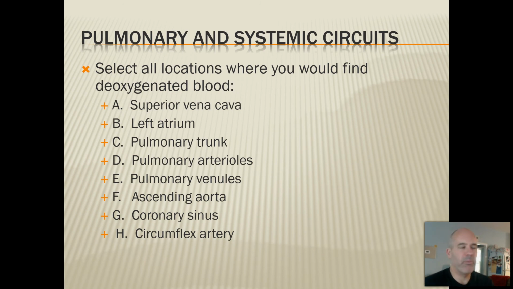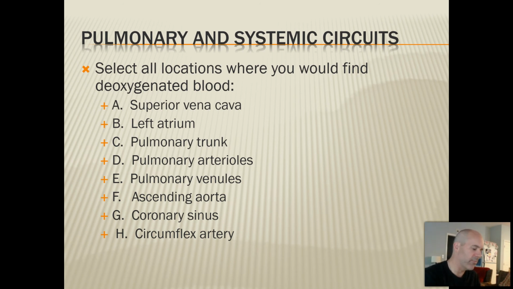Okay, getting into blood flow, pulmonary and systemic circuit. Select all locations where you would find deoxygenated blood. So this is a pretty good little critical thinking question here. Let's go down the list. Again, treat these like true-false questions. Superior vena cava, will that have deoxygenated or oxygenated blood? I'm going to turn my pen on here so we can check these off as we go through them. Hopefully you're thinking yes on that one.